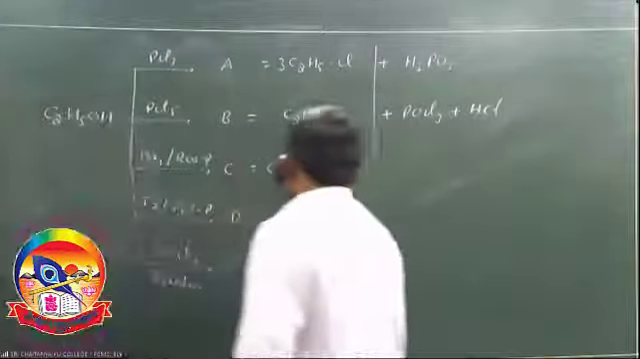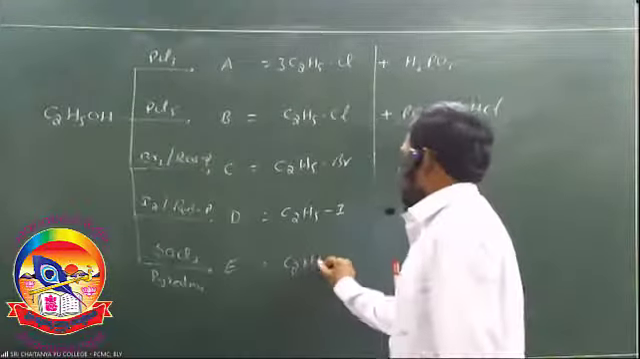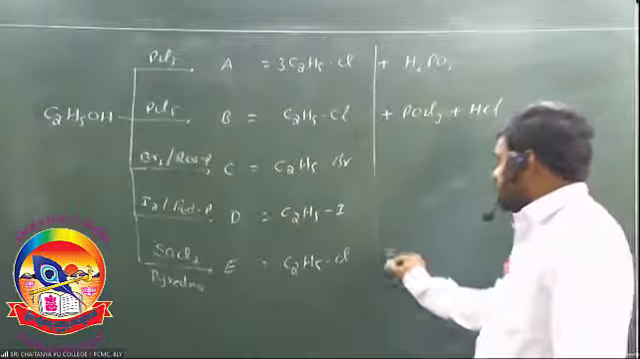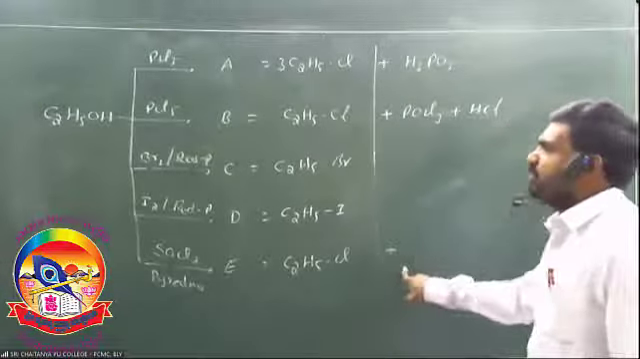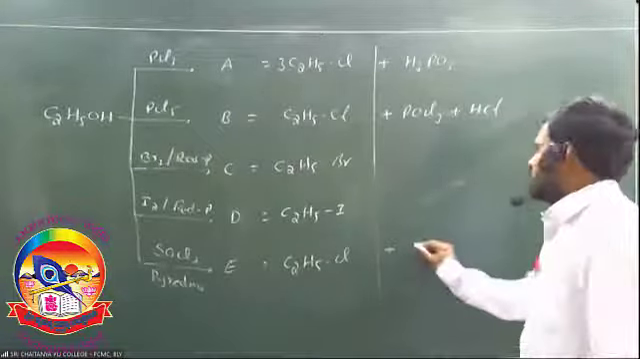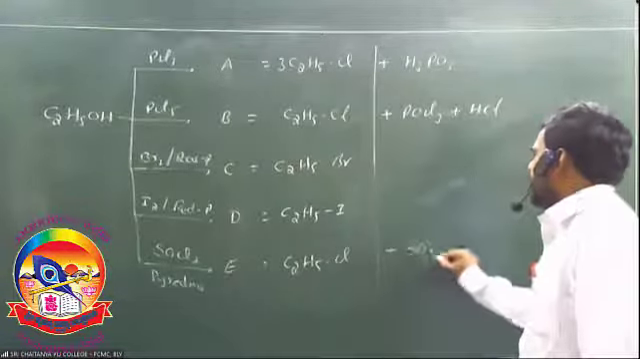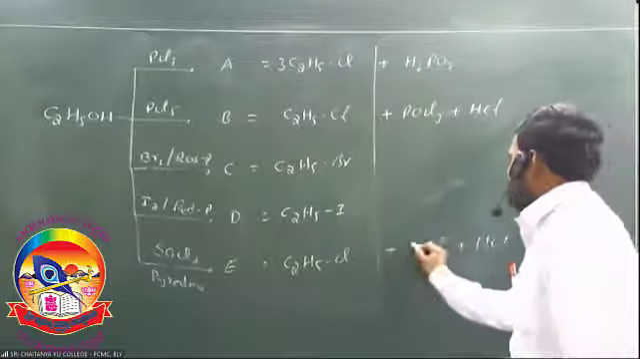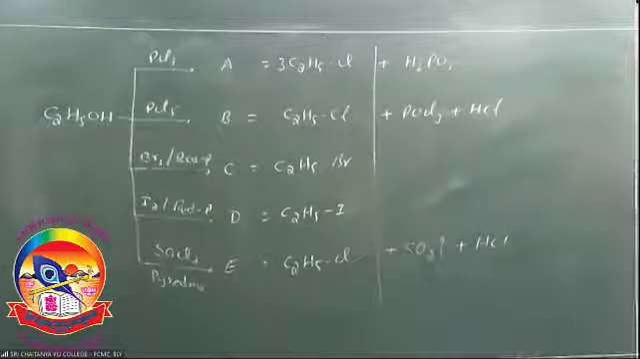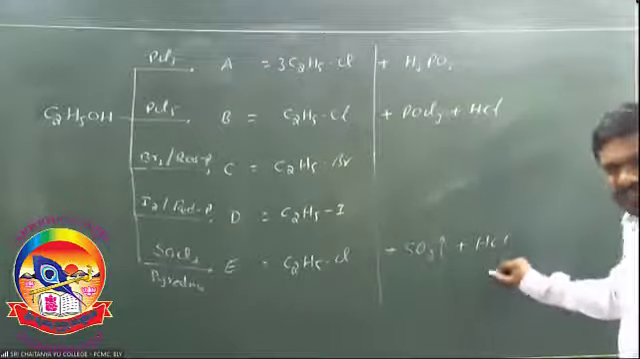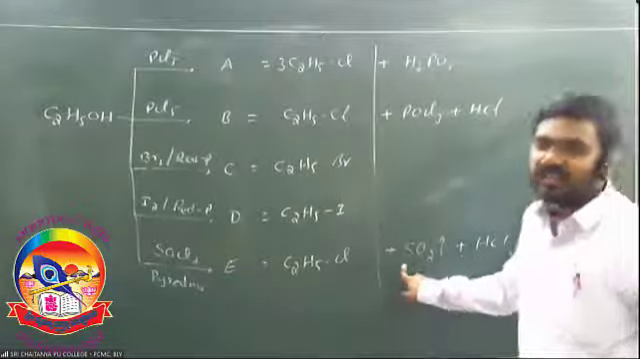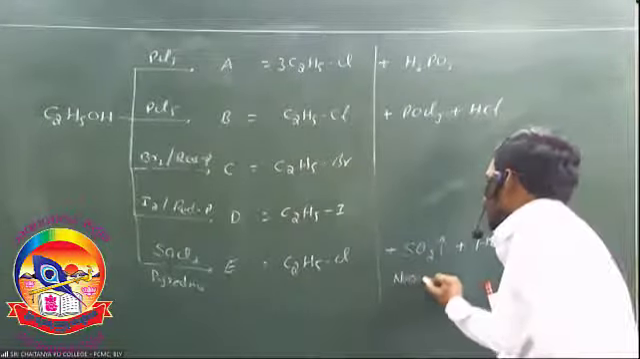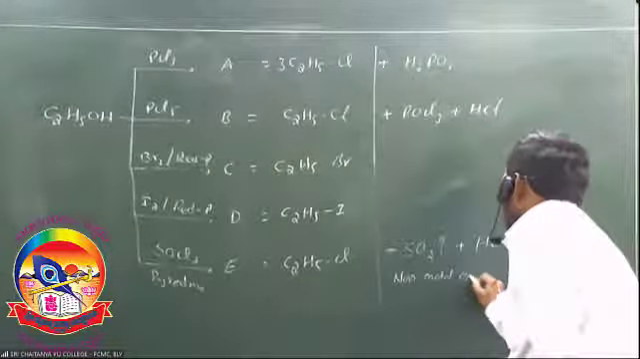Here the major product is ethyl chloride, C2H5Cl. What are the byproducts in this reaction? Sulfur dioxide and HCl are the byproducts. HCl is an acid, and sulfur is a non-metal. So what is the nature of non-metal oxides?